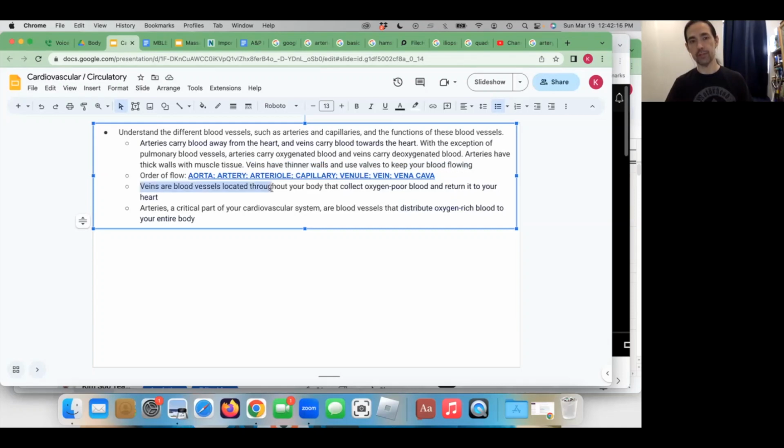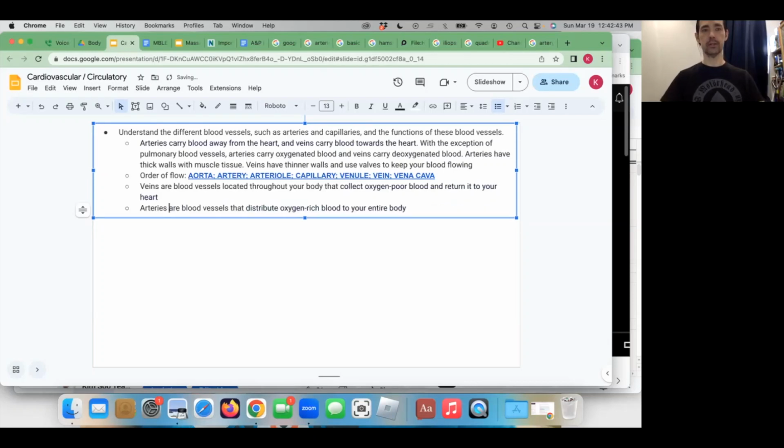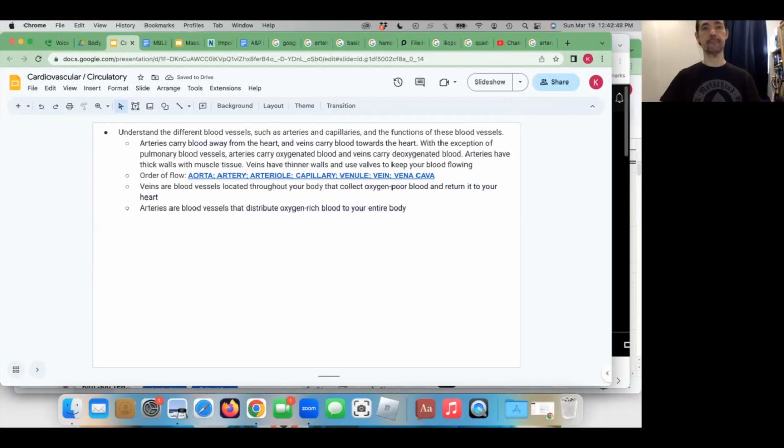Veins are blood vessels located throughout your body that collect deoxygenated blood and return it to your heart. That's the same as saying veins carry deoxygenated blood. Arteries, also vessels. Arteries are blood vessels that play a critical part of your cardiovascular system. They are the blood vessels that distribute oxygen-rich blood to your entire body.